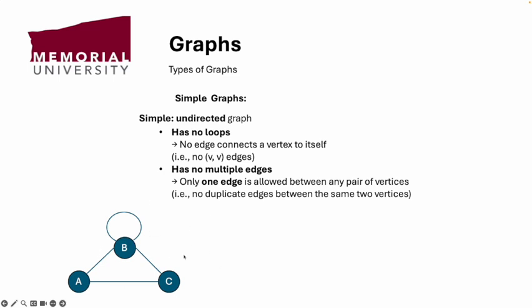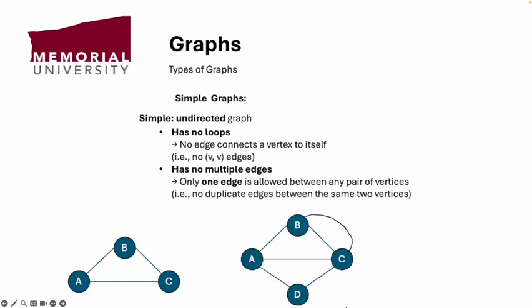how can we make it a simple graph? We just remove the loop, and then it becomes a simple graph. Okay, what about this one? From B to C, there are multiple paths, so it means multiple edges. If we want to convert it to a simple graph, we need to remove the extra edge from B to C. If you remove that, this becomes a simple graph.